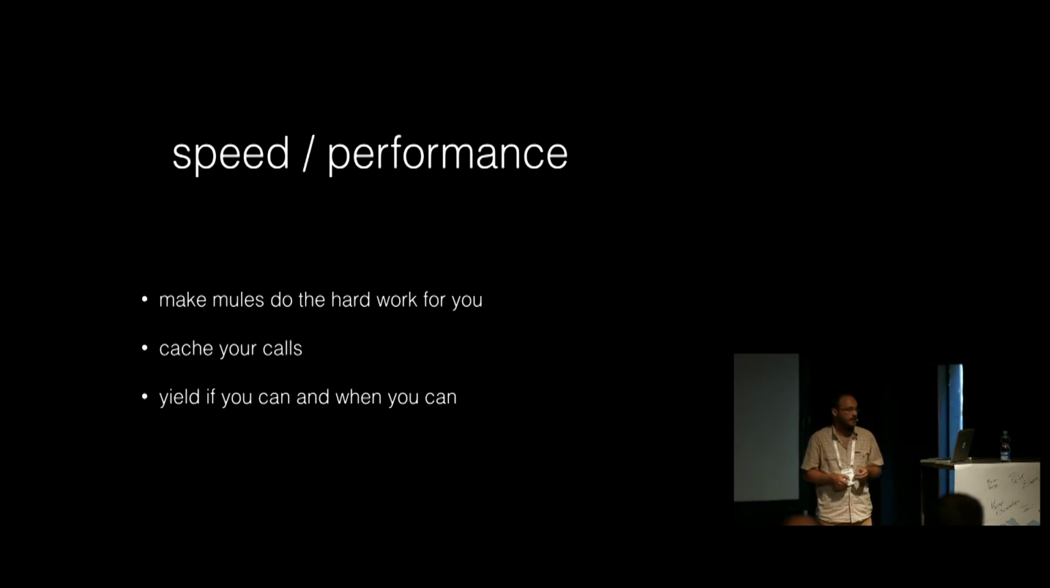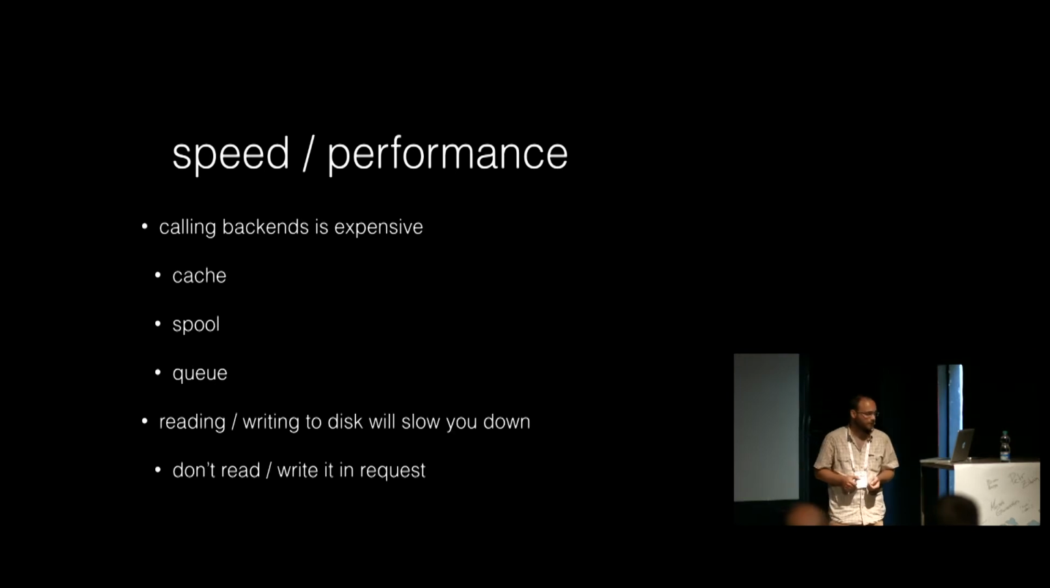uWSGI with asynchronous mode enabled can switch context while waiting for the next request. So use yields to release the context, and in that case you can handle more requests. Does calling backends have to block your request? I'm sure there are cases where blocking is not necessary.